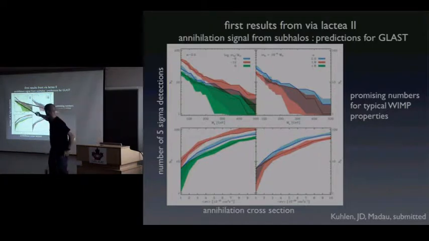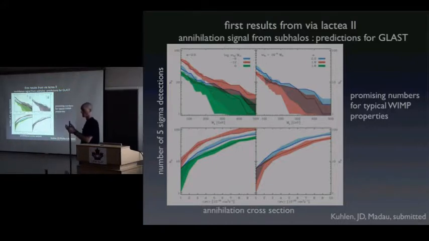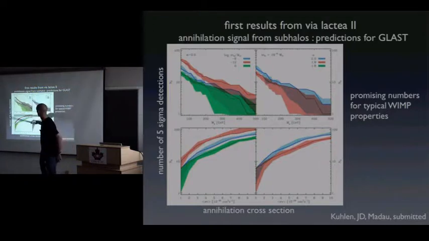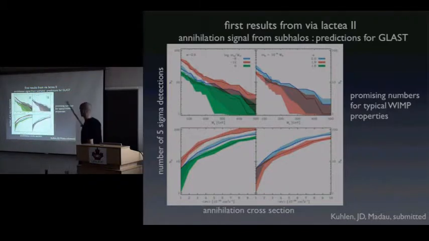You get more structures detectable here. It's not that the extrapolation adds new sources. It's not the small ones themselves that are detectable. But extrapolation does increase the boost factor due to substructure. So that's why you get a larger number of detectable subhalos in the red case here. In any case, these numbers are really interesting. There are a few tens to even 100 clear detections at 5 sigma for GLAST.